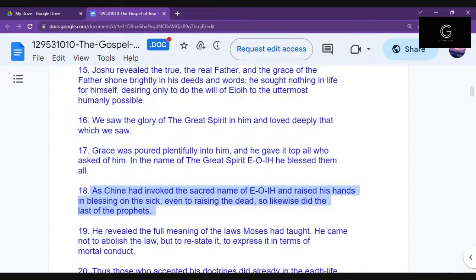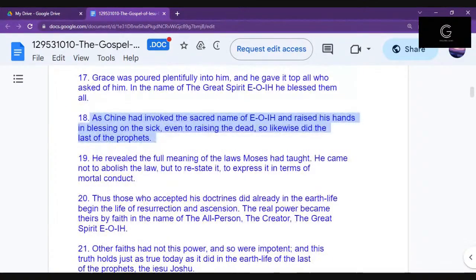Didn't I tell you? As Chinese had invoked the sacred name of Iesu and raised his hands and blessings on the sick, even to raising the dead, Chinese did it too. So likewise did the last of the prophets, who is Yeshua. He revealed the full meaning of the laws of Moses. He came not to abolish the law, but to restate it, to express it in terms of mortal conduct.